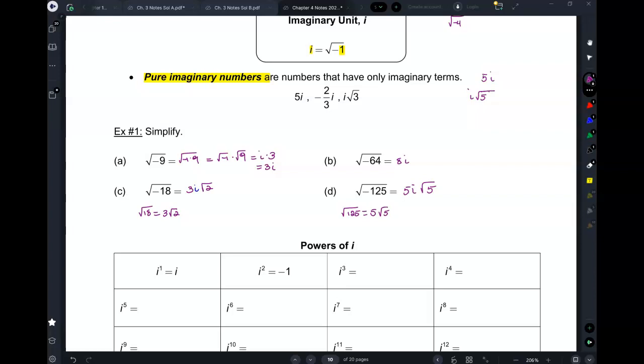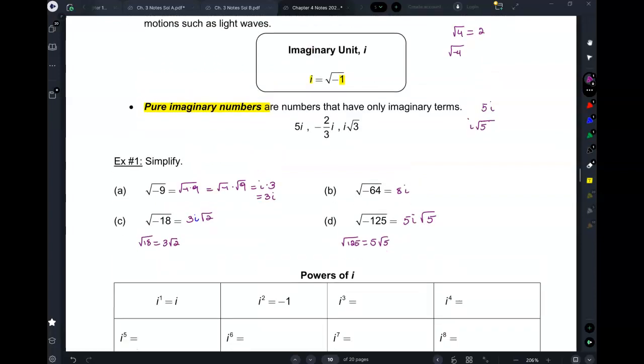Okay? Now, take a look here. i is the square root of -1. i squared, if you square this and if you square that, what would it be? -1, right? Because if you square the radical, then the radical goes away, so you just have -1. So take a look. If I just square this, it would just be i squared equals -1.